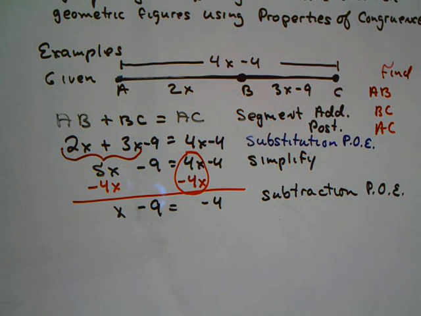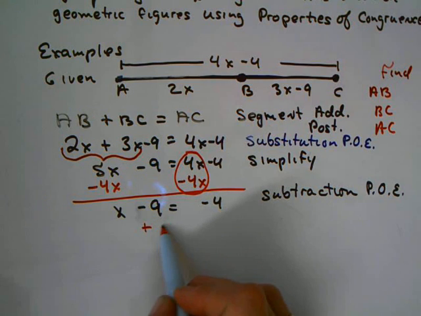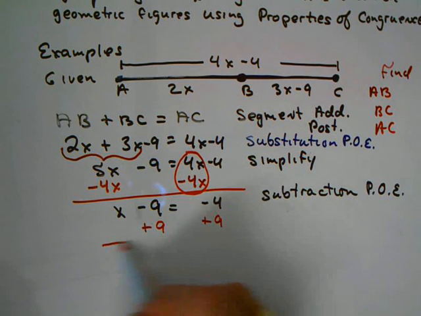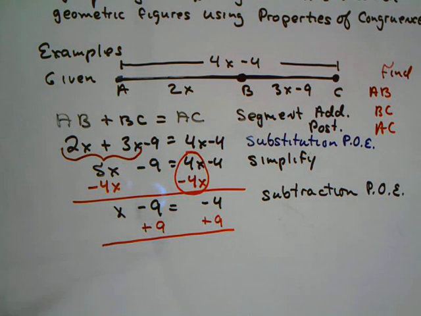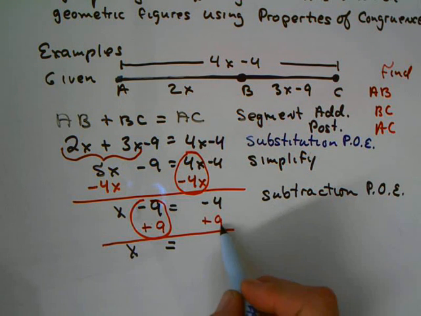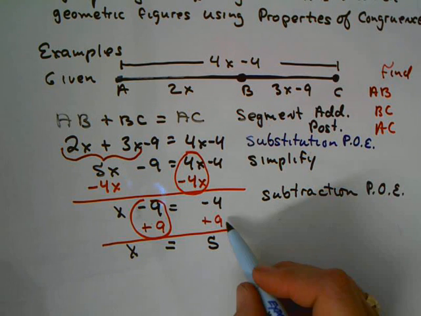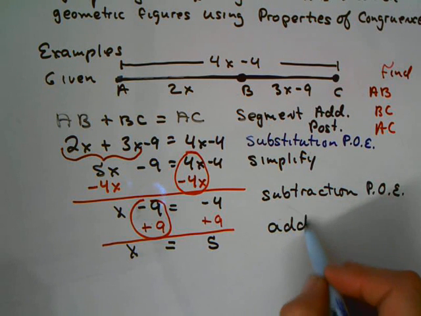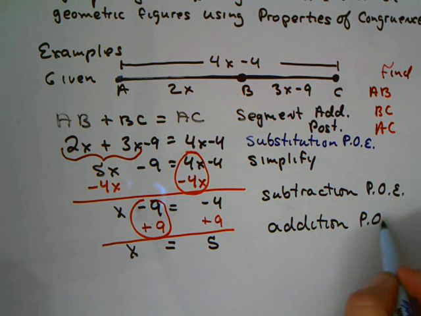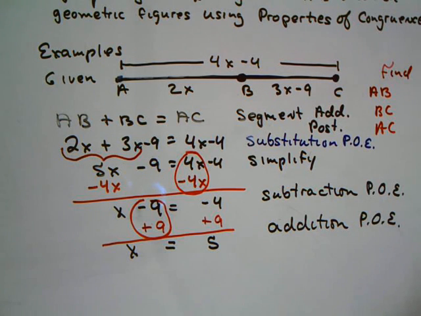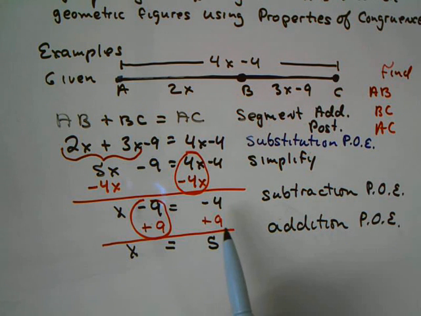Now I still don't know what x is, so to get it alone I need to do the opposite here. I'm going to add 9 to both sides, and that will give me another 0, so I've got x equal to 9 minus 4, which is 5. I did that using the addition property of equality. If I had multiplied both sides by something, that would be my multiplication property. If I divided both sides of the equal sign by something, that's my division property of equality. So all of these steps we take, we just call them properties of equality, POE.